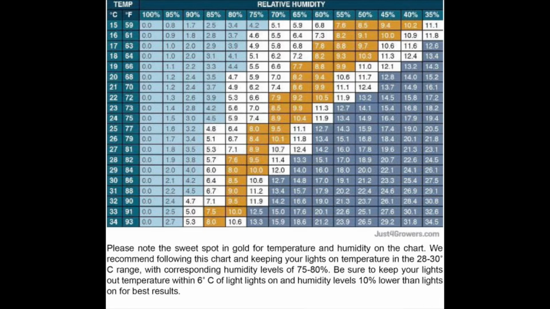So for example, let's say something you should be used to, like 75 degrees Fahrenheit. You go all the way to the right where it says 8.9, and if you go up, you'll see it says 70%. So you want to have your VPD at 8.9, which means at 75 degrees Fahrenheit, you want relative humidity at about 70%, and it can go to 10.4, which is 65% relative humidity.